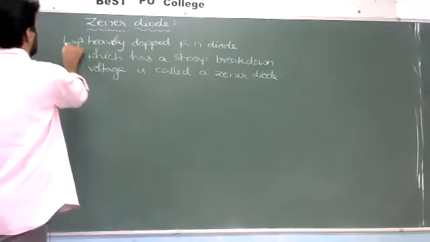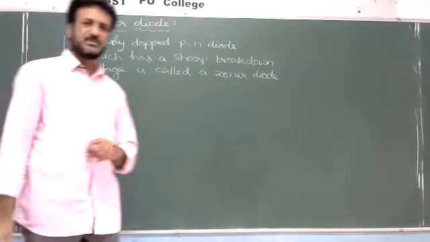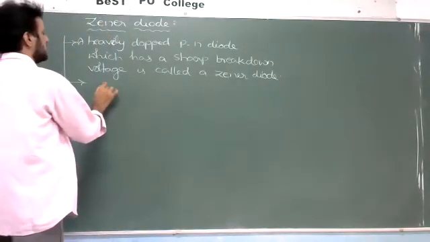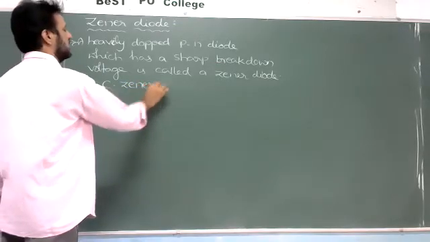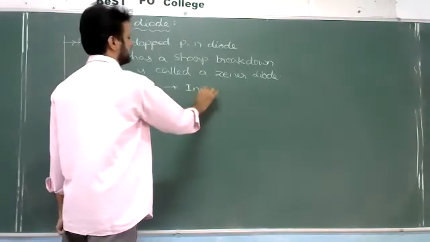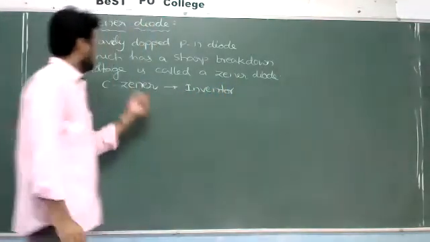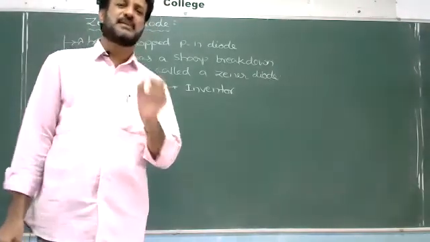So generally, why is it called a Zener diode? It is named after a scientist. It was first invented by C. Zener. C. Zener is the inventor of the Zener diode. Here C does not necessarily stand for Christopher.